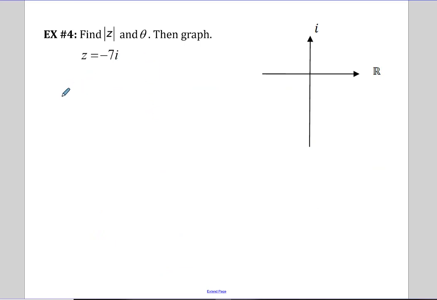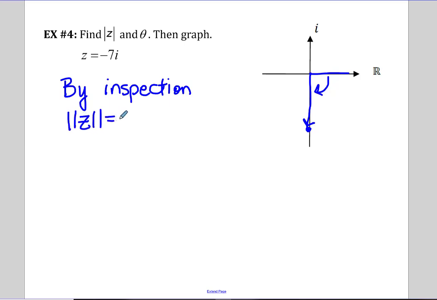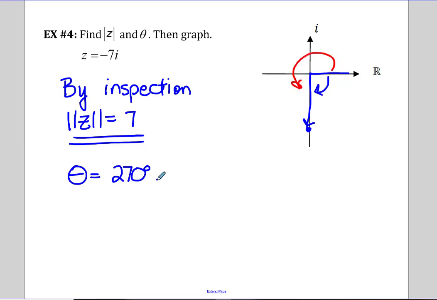It's fairly simple. Just by inspection, you can look at it and know that the length is going to be 7, since your graph is down here, 7 units. This is where you are. And your angle measurement would be -90. So your magnitude or your modulus or absolute value, whatever terminology you want to call it, that's 7. And your angle theta would be 270 degrees if you went for the positive rotation, or 3 pi over 2 if you were going to answer in a radian measurement. So that one was fairly simple.